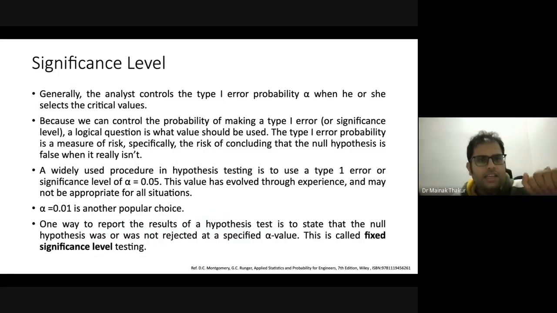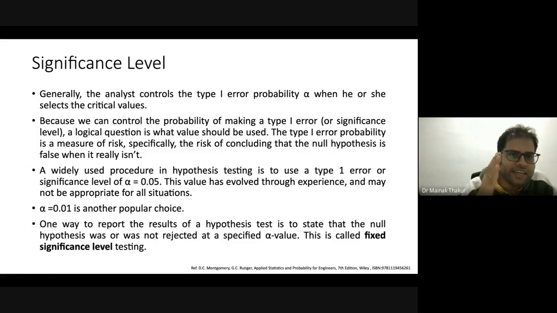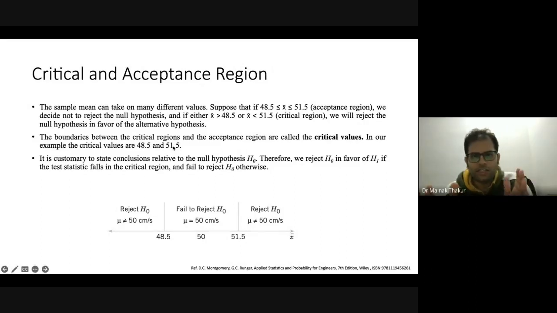Generally the analyst controls the type 1 error probability alpha, for many reasons that we are not going into in detail, when he or she selects the critical values. What is a critical value? Critical values are 48.5 and 51.5. These are the values that decide the boundaries of the critical regions and acceptance regions. You need to decide these critical values, and they are decided based on alpha.